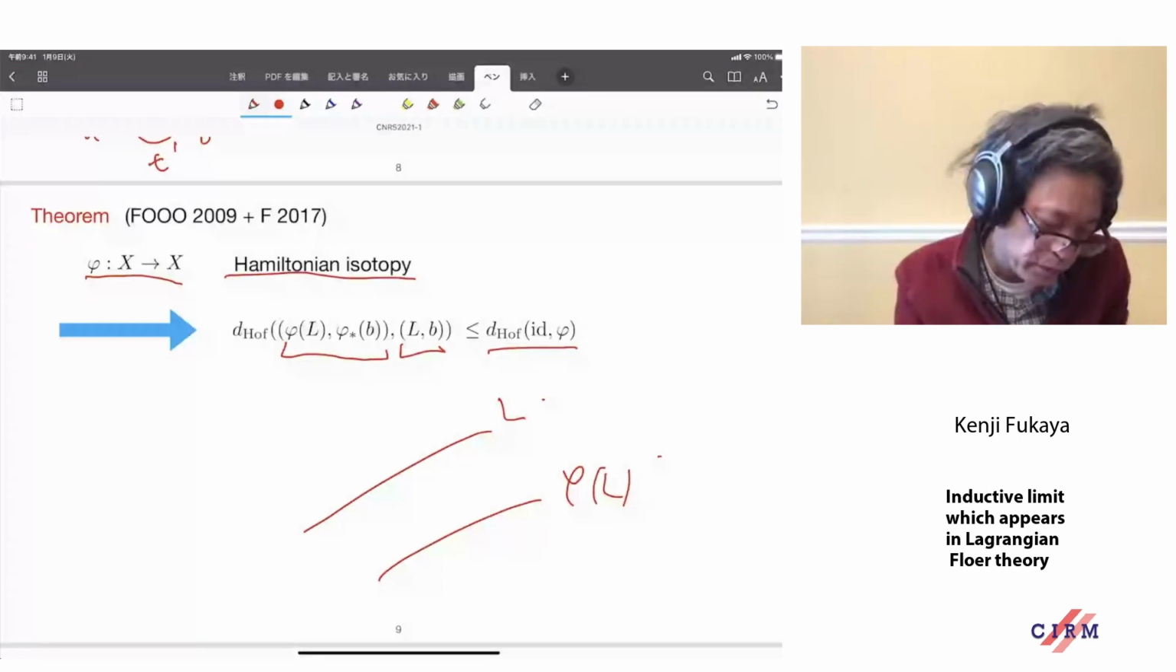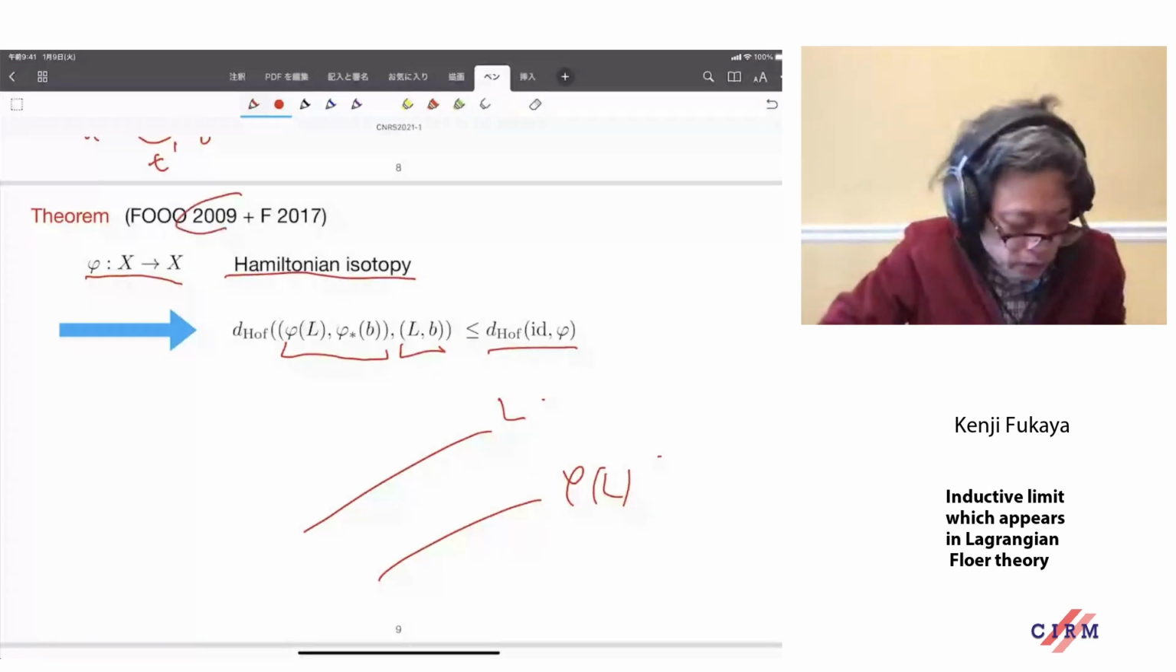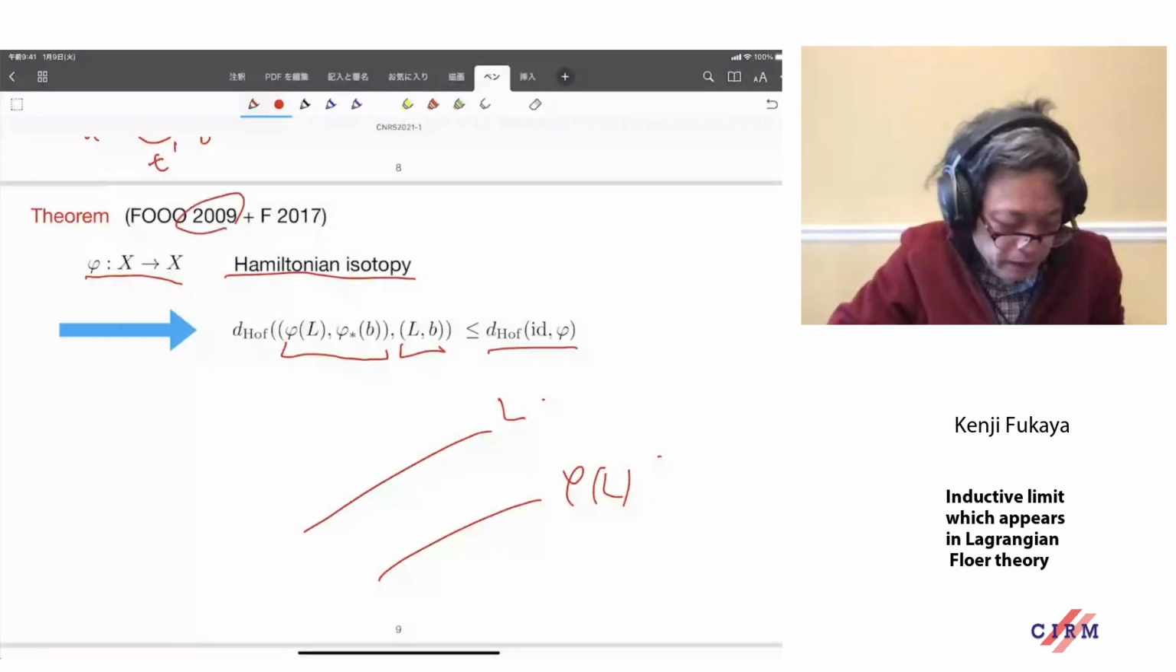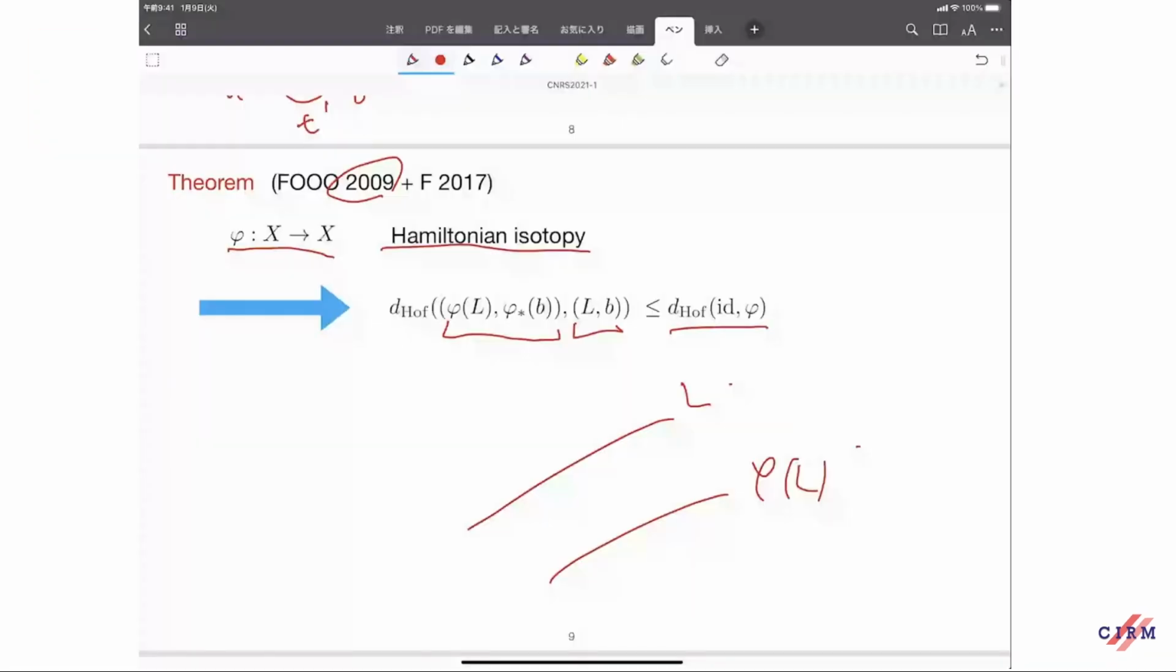And this is basically proved in our paper with Ohta and Ono in 2009. But we can just take that proof, using this language, and prove these theorems. So this is why I want to call it Hofer distance. So this is a kind of metric on this space of objects of the infinity category. So now I want to.